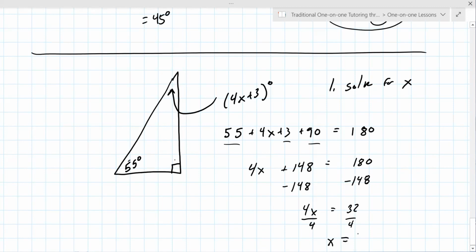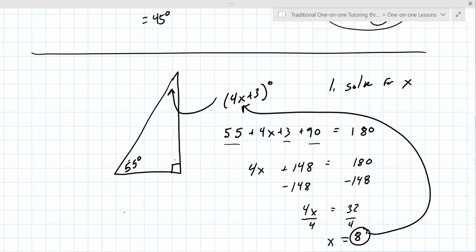8. And then you take that value of x and you put it back in. It's 4 times 8 plus 3, and that equals 35. All right, so let's do another one here. We've got a number of problems we can look at.